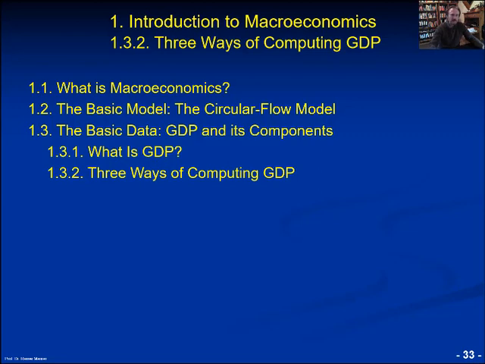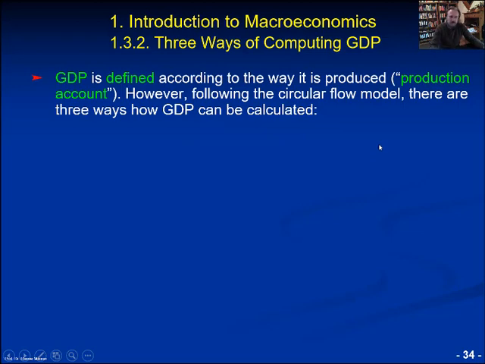So far we have discussed the definition of GDP. Now we will see that there exist three different ways how GDP can be computed. GDP is defined, as we have seen, according to the way it is produced. This is what we will call in the following the production account. However, following the circular flow model, there are three ways how GDP can be calculated.